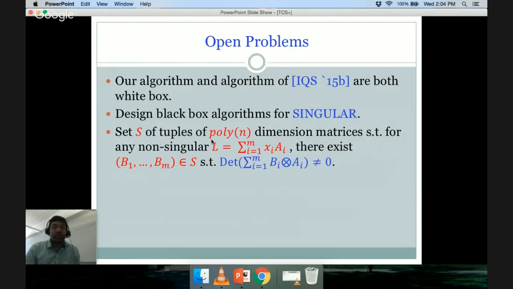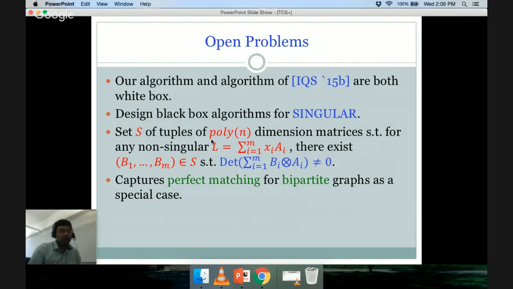So what do I mean? I want you to design a set S of tuples of poly-n dimensional matrices such that for any symbolic matrix L which is full rank or non-singular, there exists a tuple from this set S which witnesses the rank of L, such that the determinant of the summation of B_i tensor A_i is non-zero. So design a set of tuples of matrices which witnesses the non-singularity of all symbolic matrices which are non-singular. This captures as a special case parallel algorithms for perfect matching in bipartite graphs. Basically, you encode the edges of the bipartite graph by elementary matrices E_ij. And since we have parallel algorithms for perfect matching now, this seems like a natural next step.